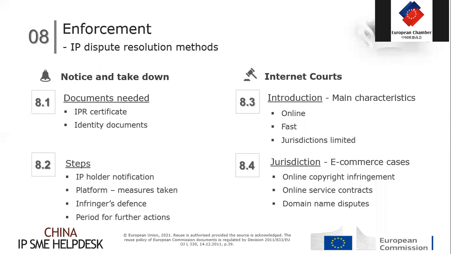Your company will need two types of documents. The first one is the certificate over the intellectual property right itself. As I mentioned, if it is a trademark, it's a trademark certificate. If we're talking about copyright, it's going to be the copyright certificate. Also, you will be required to provide identity documents. Could be either your passport or the registration certificate of your company, whatever exists in your country.